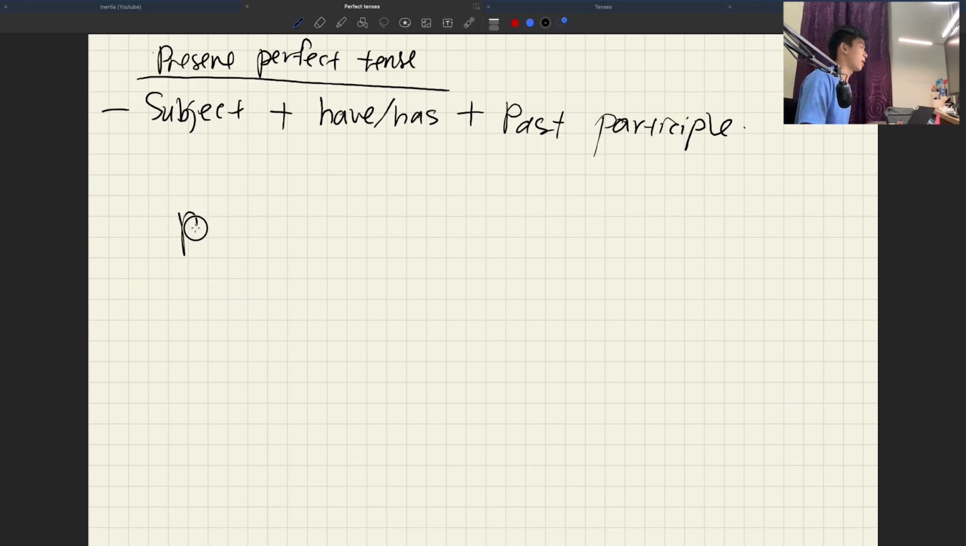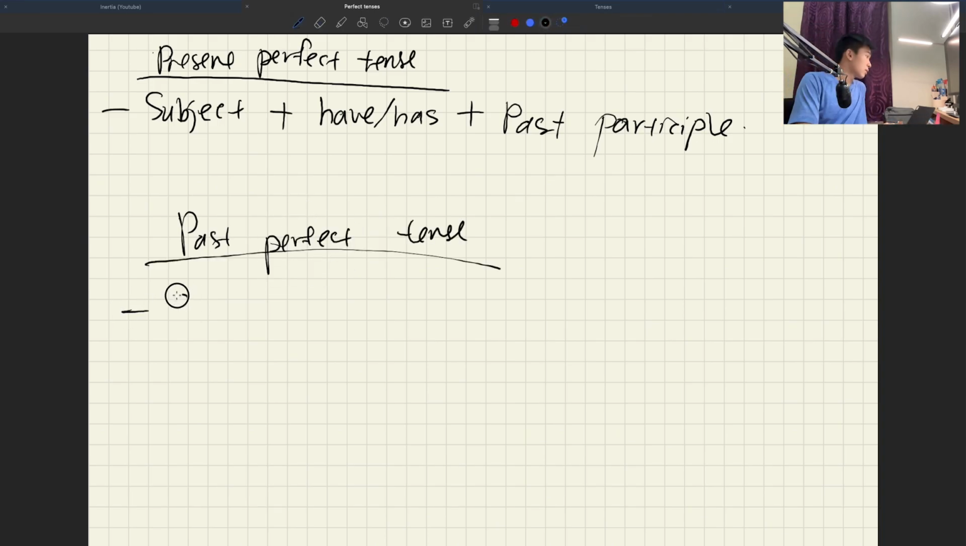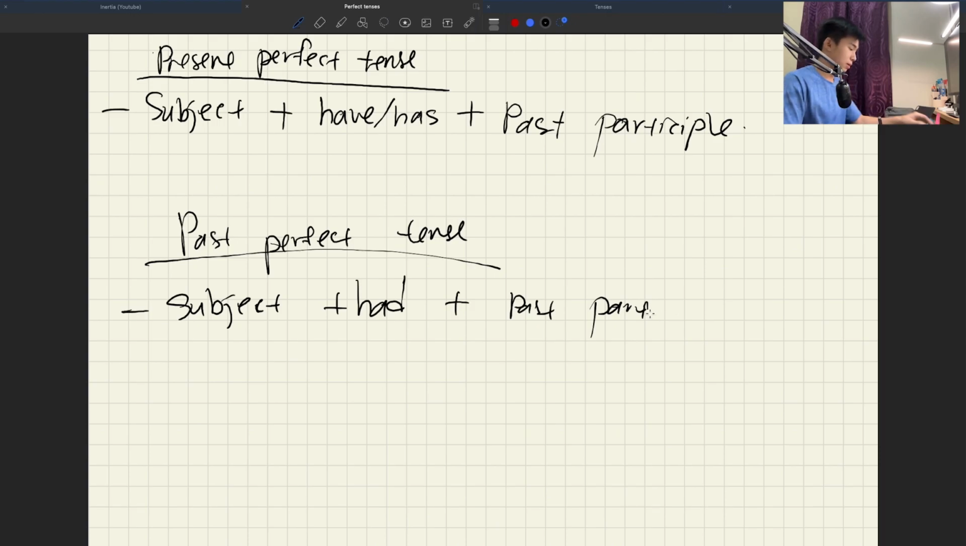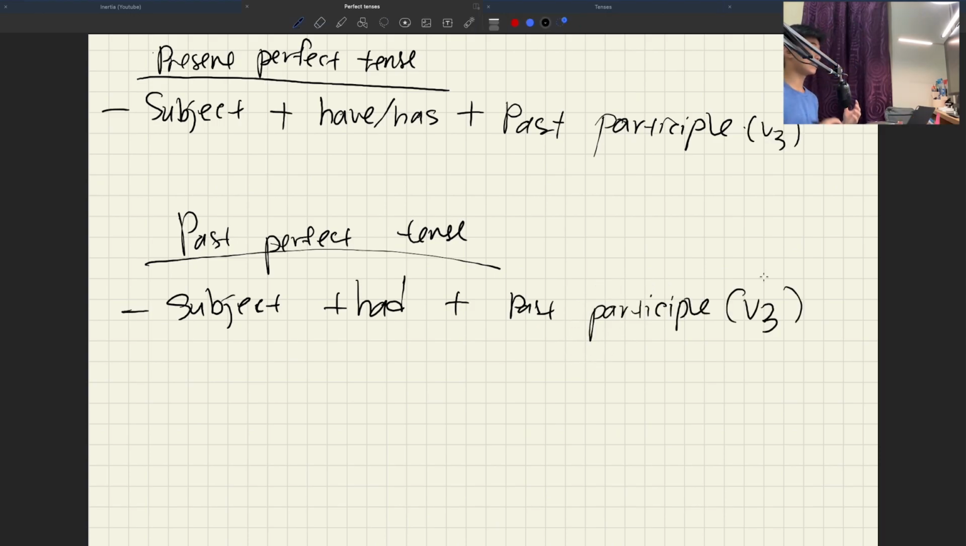So right now it's for past perfect tense. So it's the same subject. You just have to change it to had because it's past, okay? Past, so plus past participle, okay? Past participle. So once again, guys, if you see have, has, had, just remember the following verb is verb 3, which is the past participle of the verb.